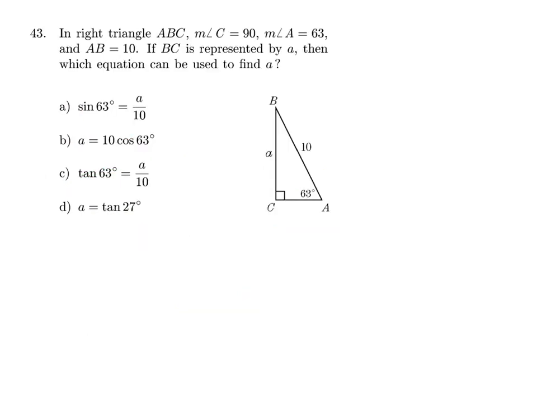In right triangle ABC, measure of angle C equals 90, measure of angle A equals 63, and AB is 10. If BC is represented by a, then which equation can be used to find a? Okay, so I would say sine of 63 is opposite over hypotenuse. Yeah, A.